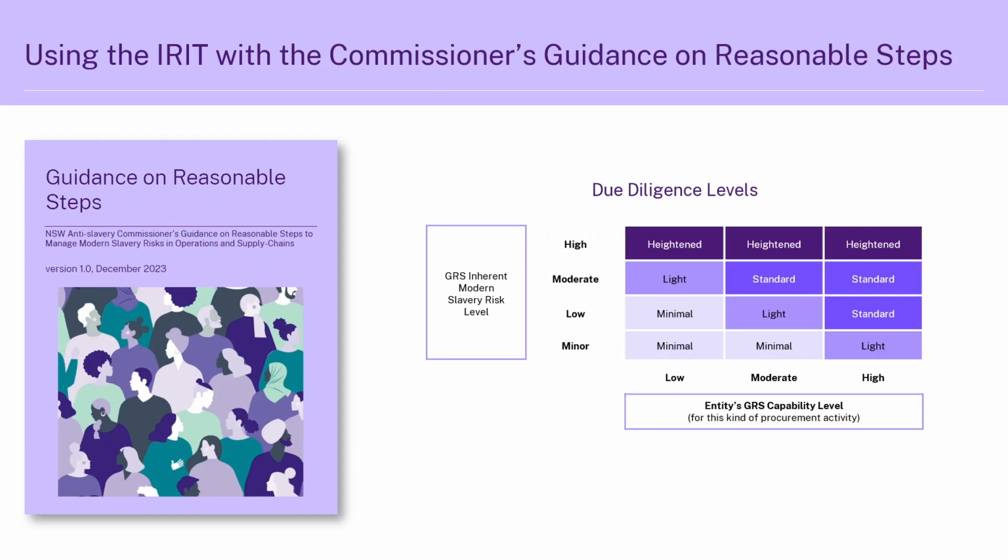Rather, the identified risk level combined with the entity's capability for that specific procurement will determine the level of due diligence required. Further guidance on due diligence requirements and how to prioritise risk to people can be found in the GRS, GRS resources, and all e-learning modules via the Comperio platform.